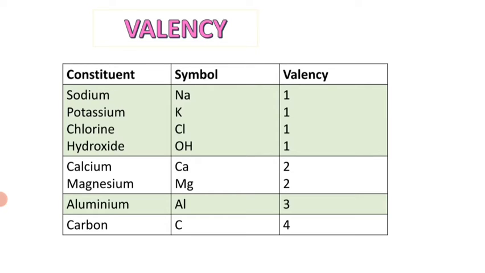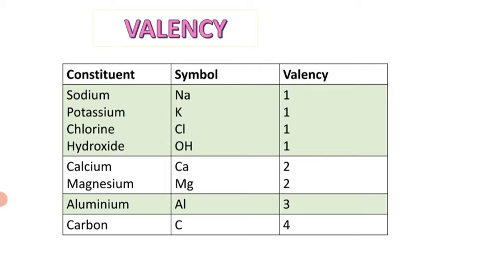Generally, the valency of an element remains constant in its various compounds. If an element is found in different compounds, even then the valency of that element remains the same. It does not change from compound to compound. For example, for elements like sodium, potassium, chlorine, hydroxide, their valencies are 1.